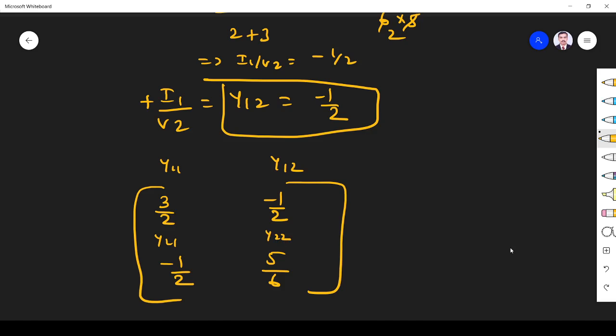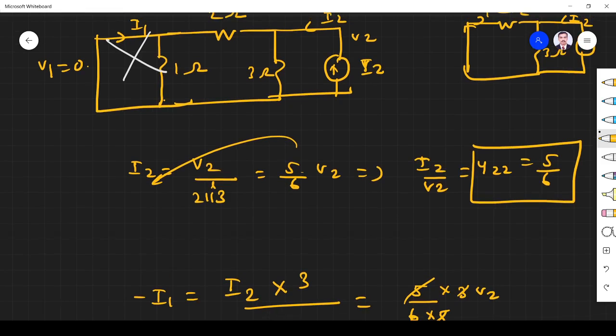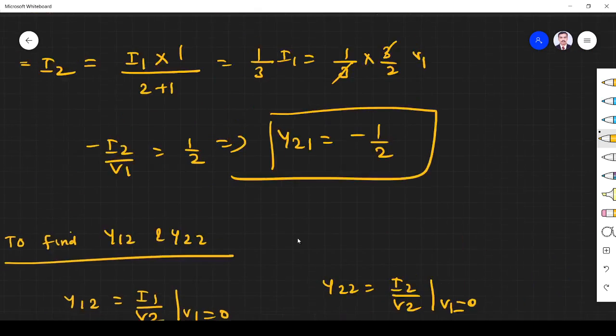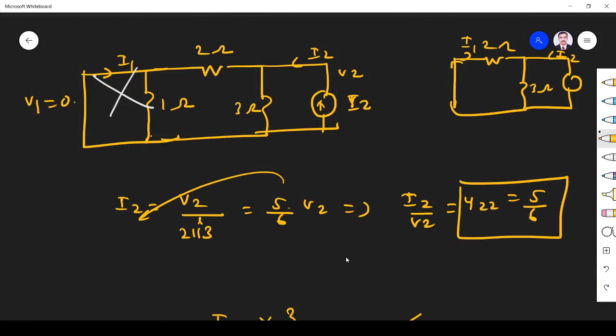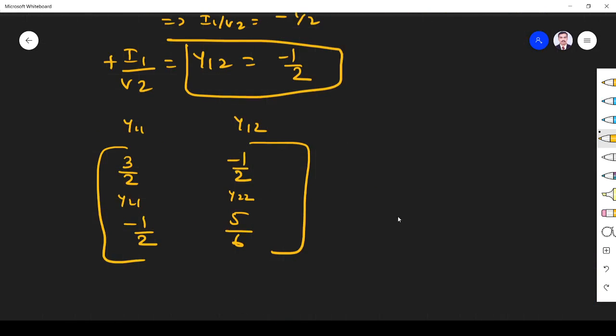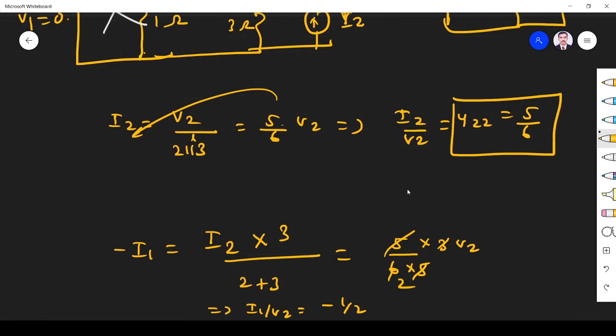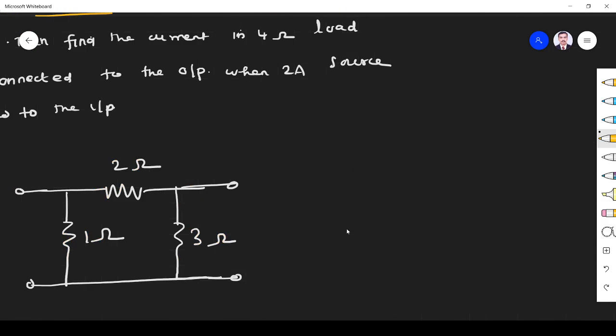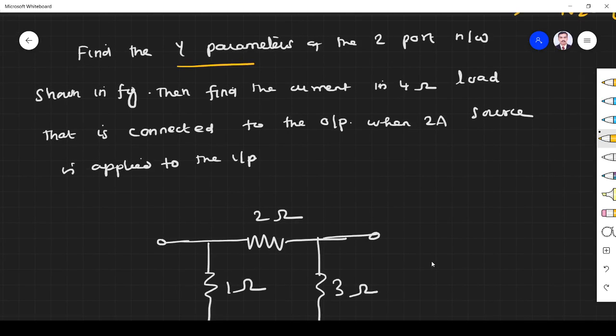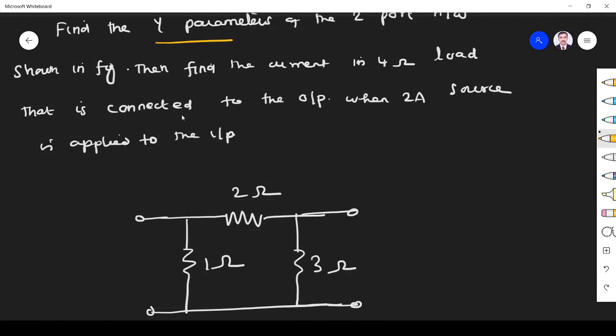Next, part B. What is the question? Okay, second problem. The next question is, please bear with me. What is the question they are asking? When the input is 2 ampere, find the current through the 4 ohm that is connected as a load to the output when the 2 ampere source is applied.